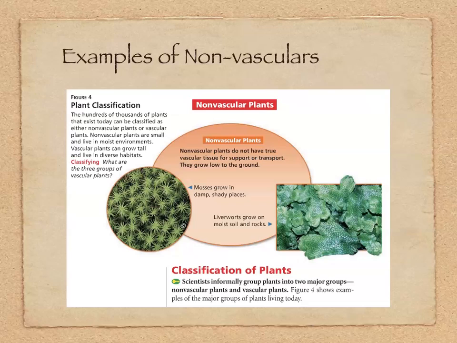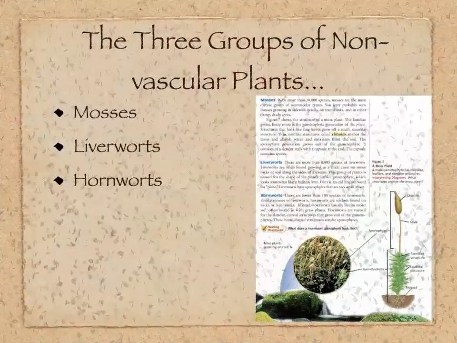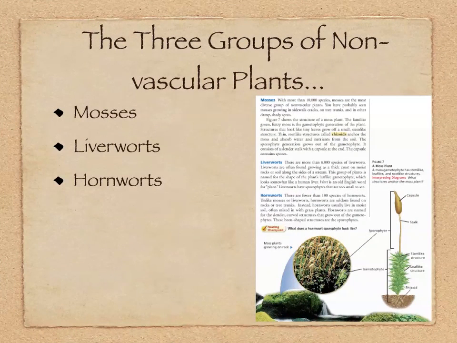Talking about examples of non-vascular plants. Today what we're going to do is move into talking more specifically about non-vascular plants. Mainly I'm going to list the three types, which are mosses, liverworts, and hornworts.